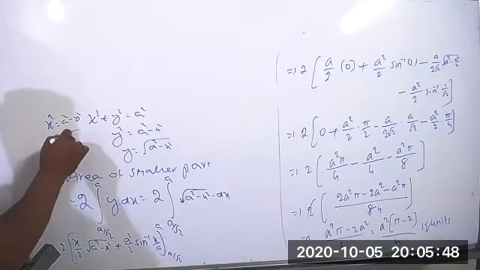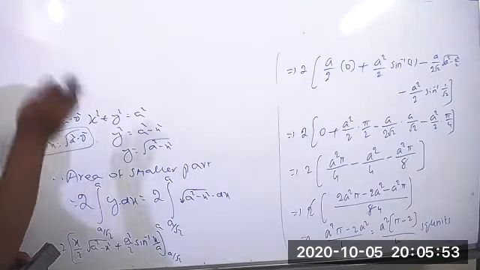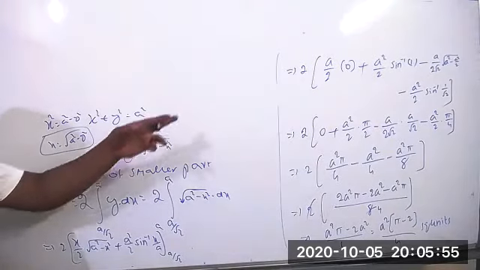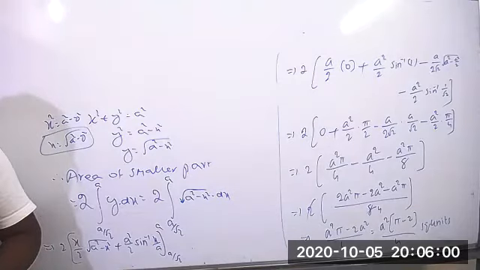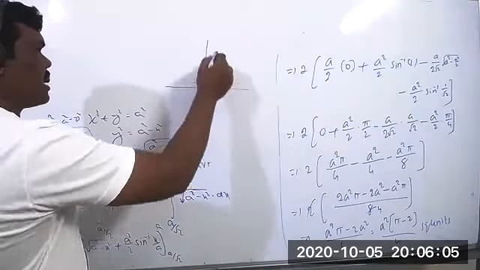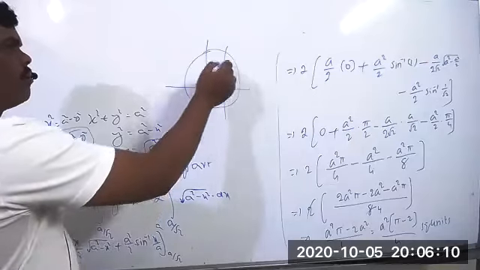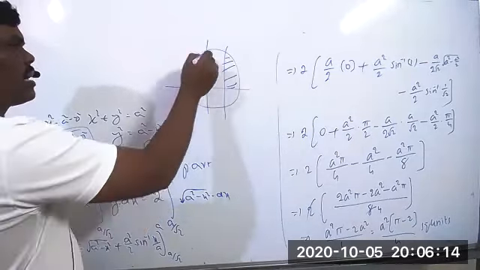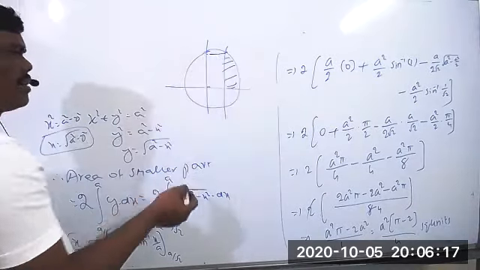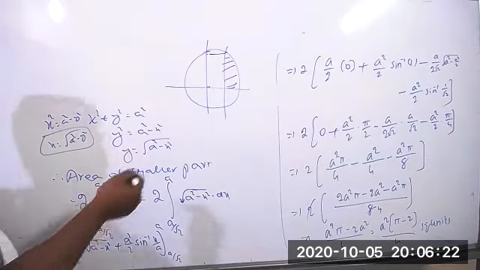Suppose we are taking this function, the limits you can take on the y-axis. But especially for this question, taking the limits on the y-axis is not possible. Suppose we take the circle like this, and we require this area. Then how do we take the limits from here to here? It's not possible, and we would again have to find this point. Difficult.